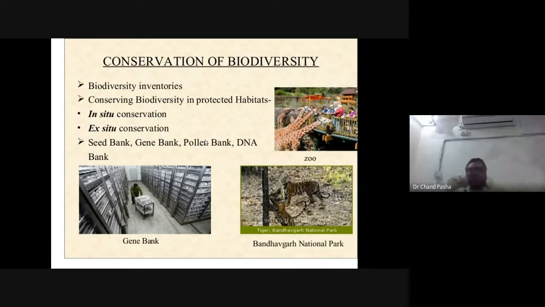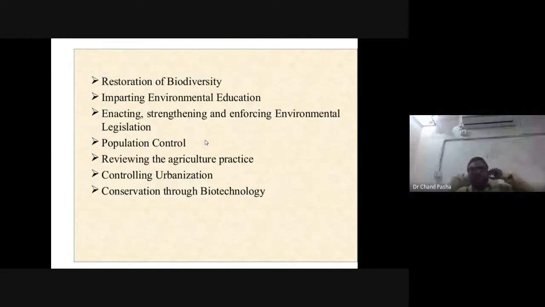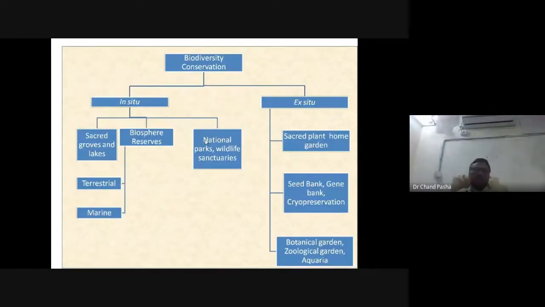First, we'll see how to conserve biodiversity. Restoration of biodiversity, imparting environmental education, and enacting, strengthening, and enforcing environmental legislations. We have population control, reviewing agriculture practices, controlling urbanization, and conservation through biotechnology. So conservation: in situ and ex situ.